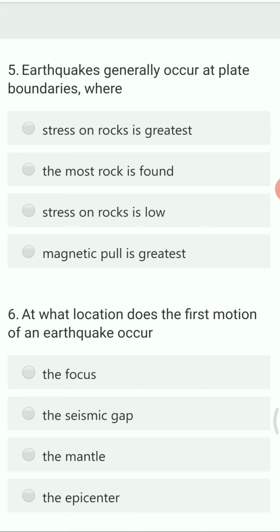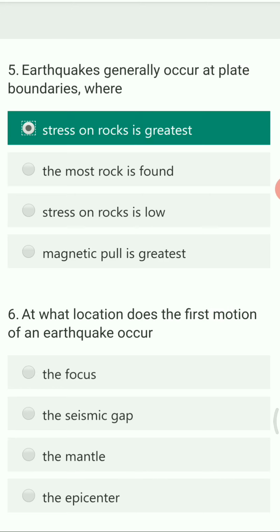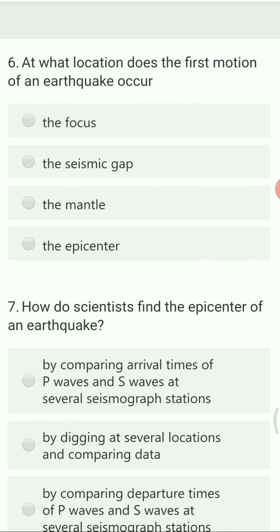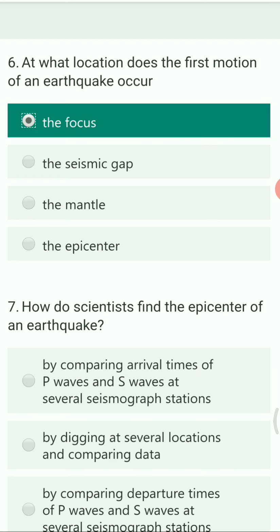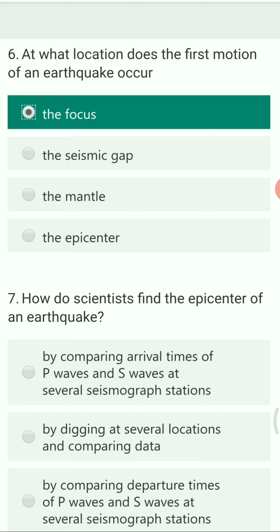Earthquakes generally occur at plate boundaries where stress on rocks is greatest, the most rock is found, stress on rocks is low, or magnetic pull is greatest. Earthquakes generally occur at the place where the stress is at its greatest point, or has maximum stress. So the first option is the right answer. At which location does the first motion of an earthquake occur? Options are the focus, seismic gap, mantle, epicenter. The focus is the right answer, because there the first motion of the earthquake exactly occurs.